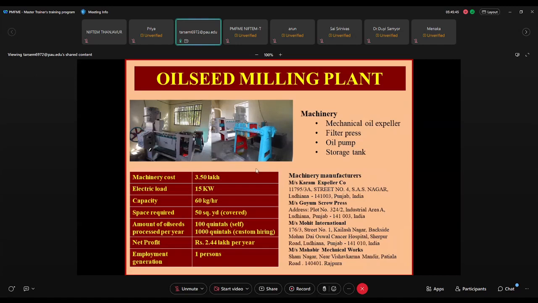And the cost of these two machines, this expeller and filter press, may be around 3.5 lakh or 4 lakh rupees. But we need an electric load of 10 to 15 kilowatt, and this machine can process about 60 kilogram of oil seeds. Space required is about 50 square yard. There are many manufacturers in Ludhiana, in Punjab, which are manufacturing good quality oil expeller systems.